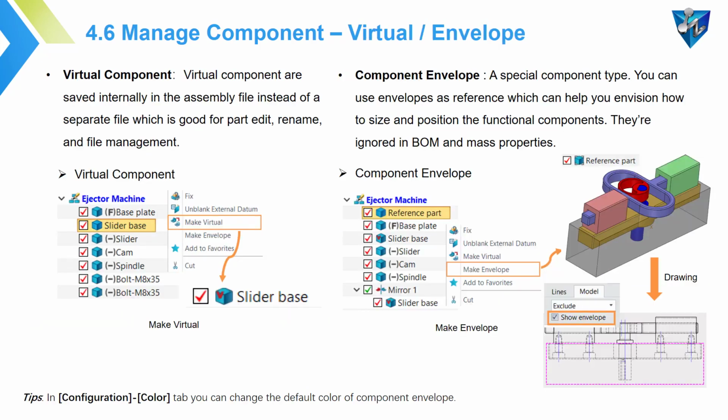And next, I'd like to introduce how to make a component virtual or envelope. A virtual component is saved internally in the assembly file, with no independent file. It's more convenient to edit, rename, and manage files. A component envelope is a special component. You can use an envelope as a reference, which can help you envision how to size and position the functional components. They are ignored in the BOM and mass properties. Okay, now let's move over to ZW3D to show you more details.